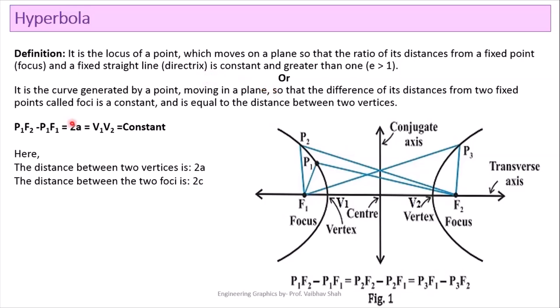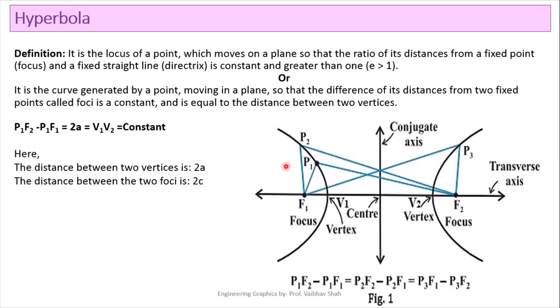Now let us define one more definition. It is the curve generated by a point moving in a plane so that the difference of its distances from two fixed points called foci is a constant, equal to the distance between two vertices. Let us first define the focus and vertices. This is your double hyperbola, this is your conjugate axis, this is your transverse axis. You have two hyperbolas, so two sets of vertex and focus. This is focus number 2, this is vertex number 2, v2, this is vertex number 1, v1, and this is focus number 1, f1.